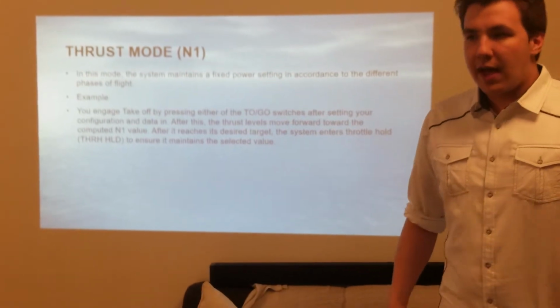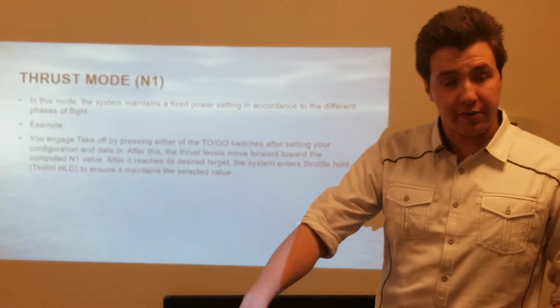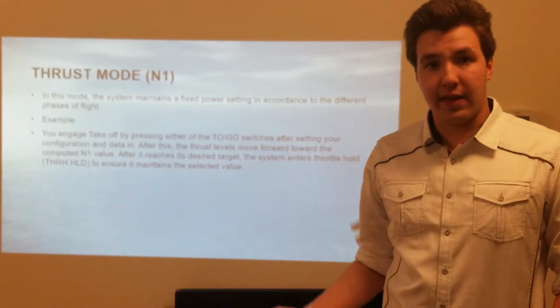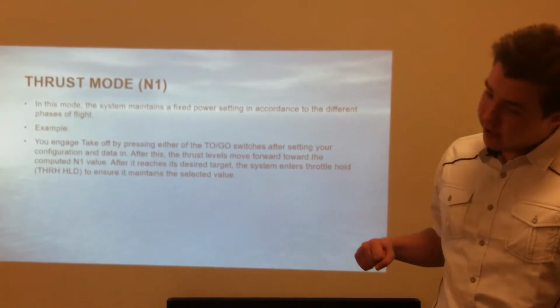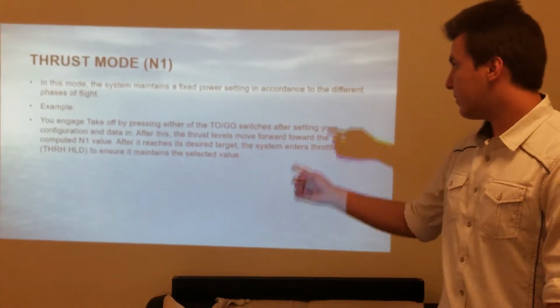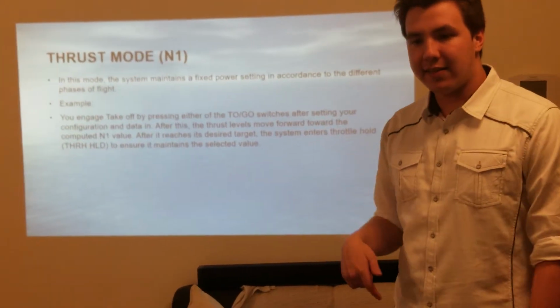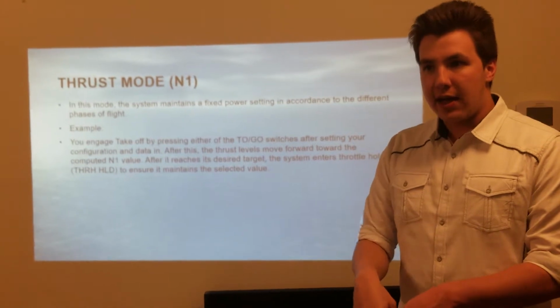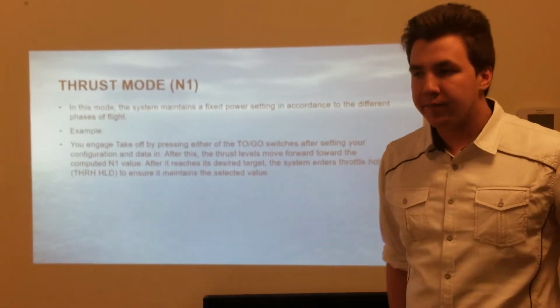After you press those switches, the system moves the throttle forward to the computed N1 value, which is what the engine is going to be set at. It will set to the computed N1 value, and it will move forward to there. Once it gets in that position, it locks in, and the symbol throttle hold will show up on the PFD. This indicates that the throttle is held there, and it won't move until it reaches the next phase of flight, which in this case would be climb.